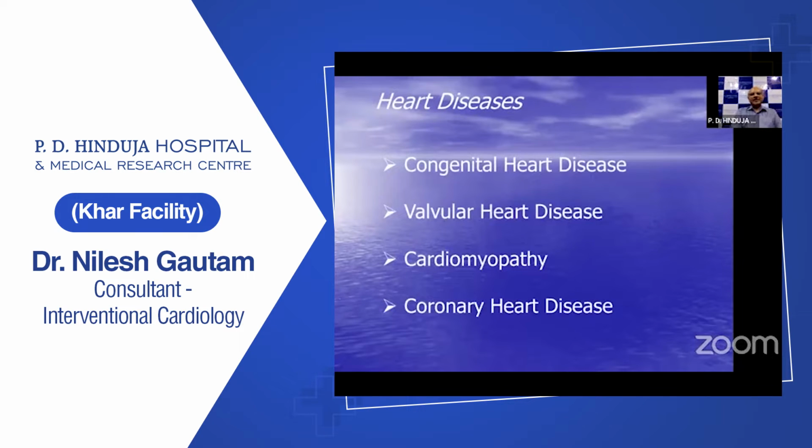Heart diseases can be divided into various categories. The congenital heart disease, that means the heart problems associated with cardiac problems of the newborn. Valvular heart disease means there are valves in the heart, and these valves are the ones which allow unidirectional flow of blood in the heart. So if the valve becomes narrow, we call it as stenosis, or it starts leaking, we call it as regurgitation.